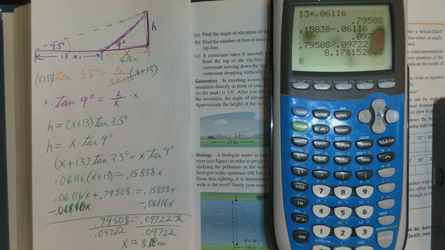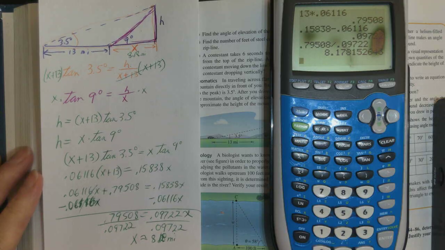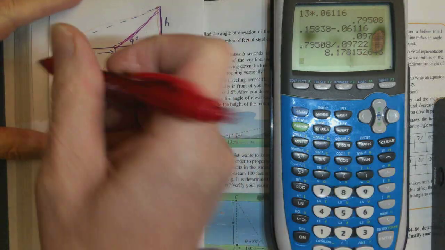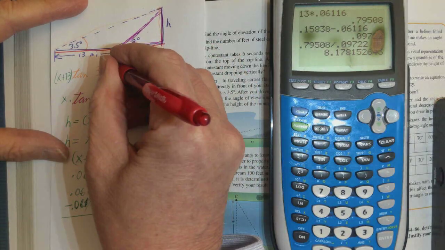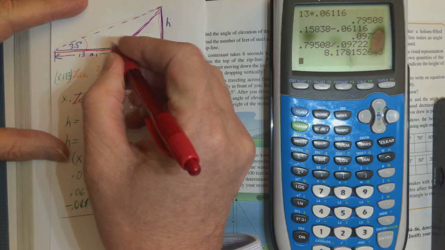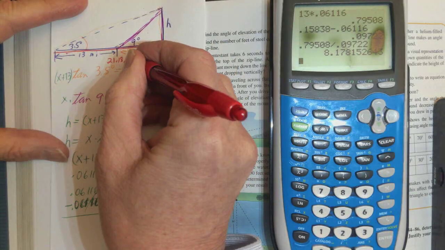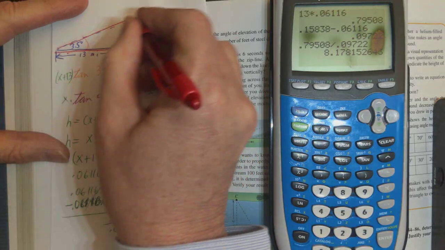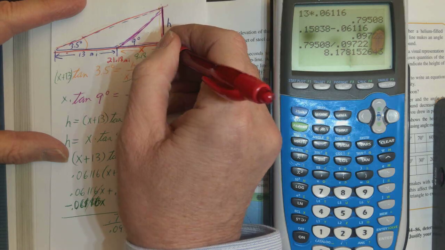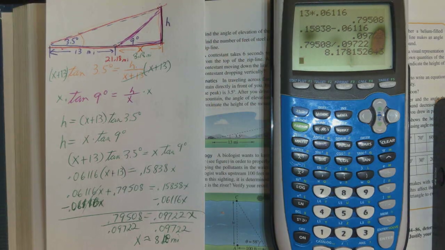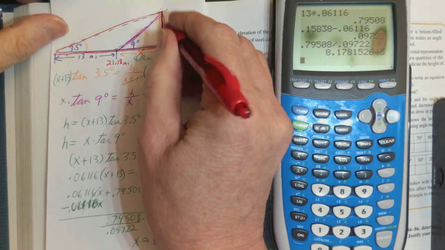All right. Now we're in business here, because now I'm going to look at this big triangle. We know that from here we're 21.18 miles. I'm just adding these two together. We know that we have this 3.5 degree angle, and we need h.